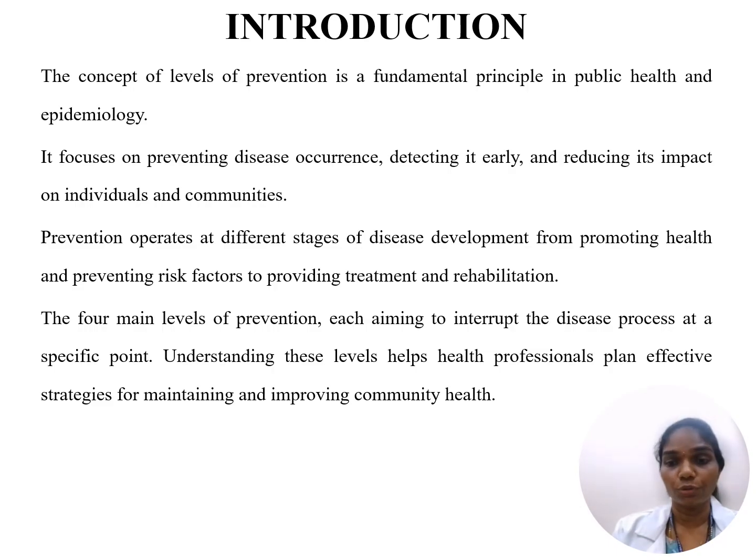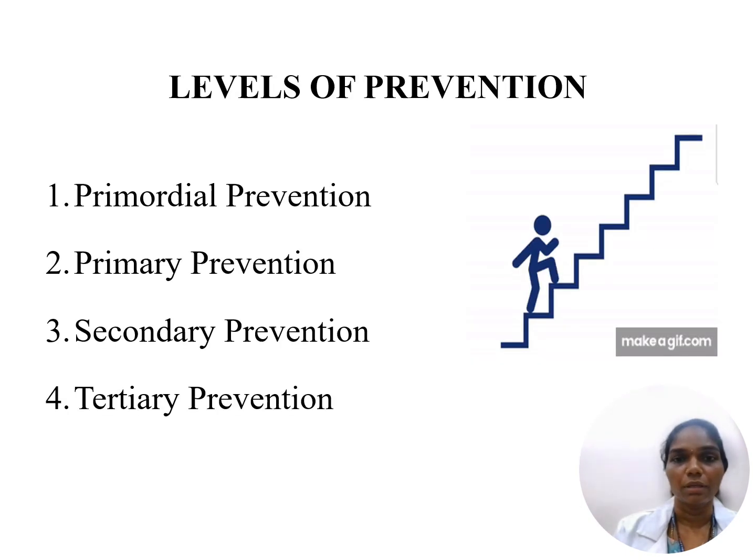Why do we have to know about these levels of prevention? Because few will come to us before the disease occurrence, and few will come after the disease occurrence, and few will come with the amputated leg. So our care and prevention should be different in all these levels. That's why we should have the knowledge about the different levels of prevention.